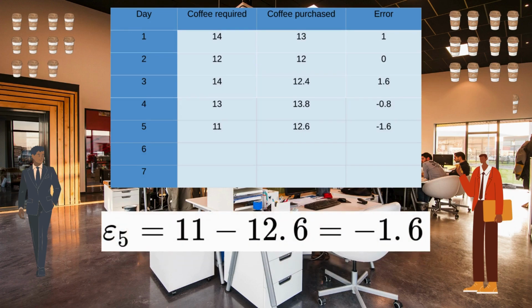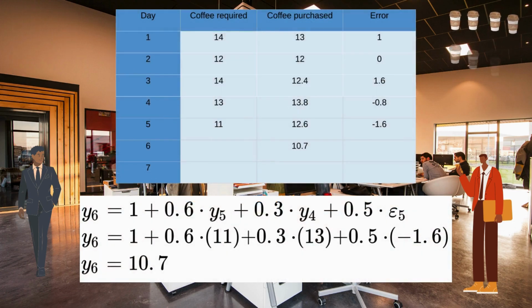At the end of day 5, your boss informs you that the coffee requirement for that day was 11. Therefore, the error on day 5, epsilon 5, is equal to 11 minus 12.6, that is equal to minus 1.6. Coffee purchased on day 6, Y6, is equal to 1 + 0.6 × Y5 + 0.3 × Y4 + 0.5 × epsilon 5. Therefore, Y6 is equal to 1 + 0.6 × 11 + 0.3 × 13 + 0.5 × (minus 1.6). Therefore, Y6 is equal to 10.7.